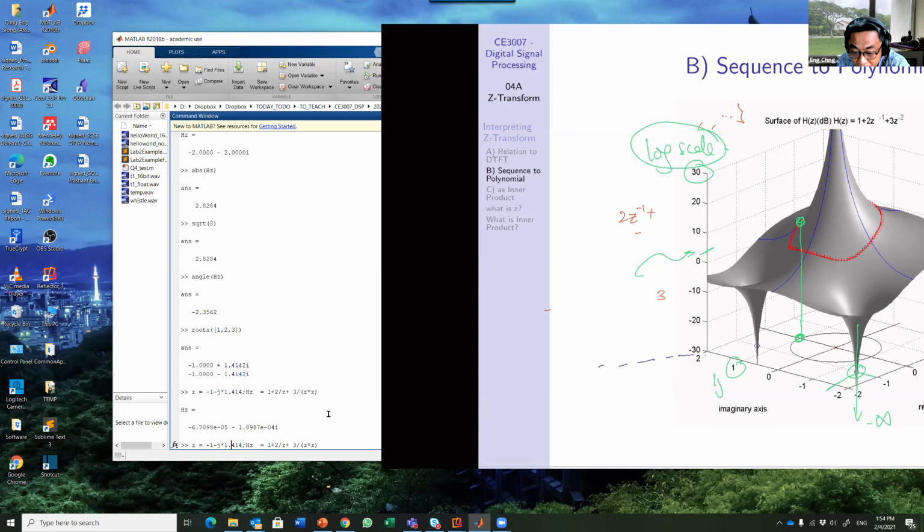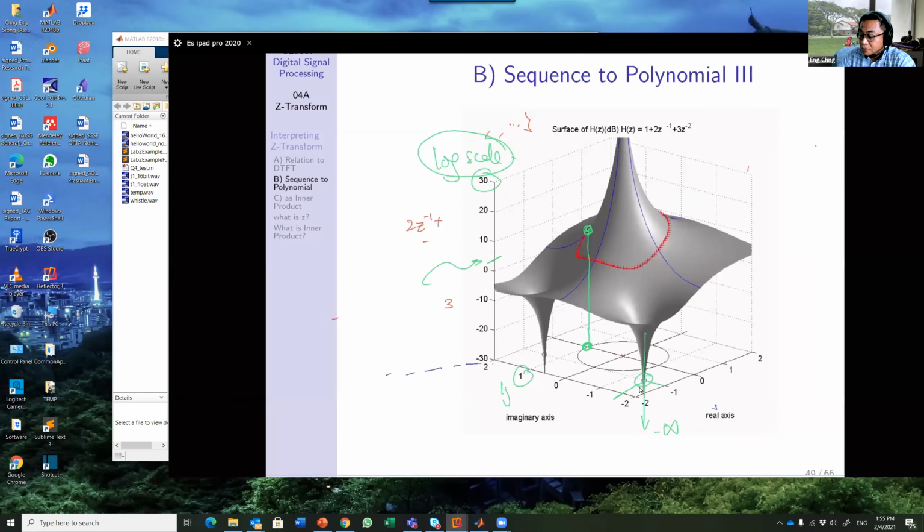So it's a very, very small number. You can think of this as 0. Log of 0 is minus infinity. And hence, at this point, it goes to minus infinity.